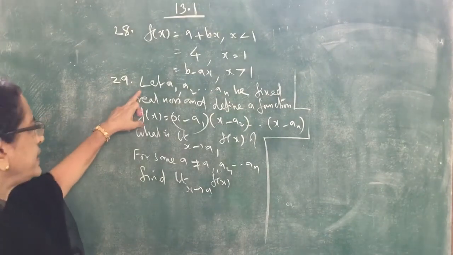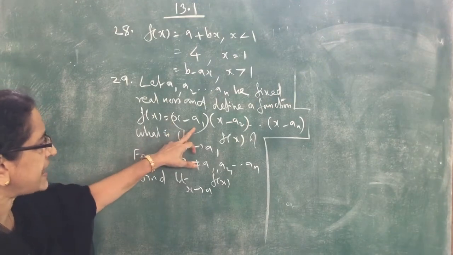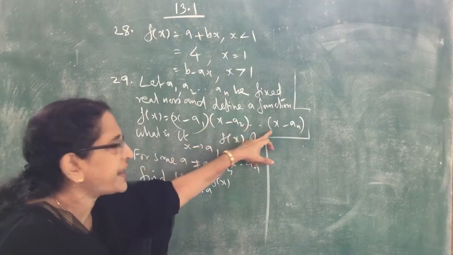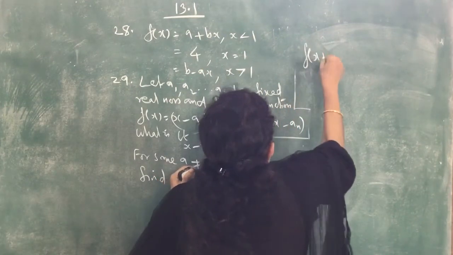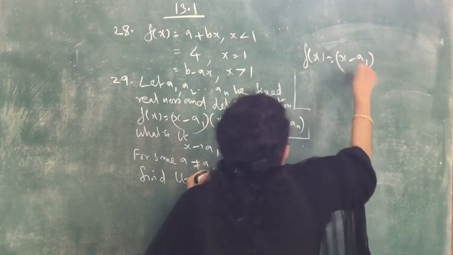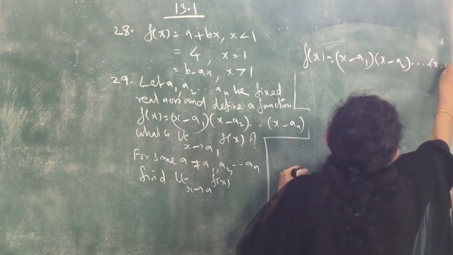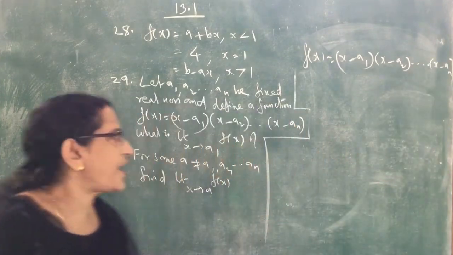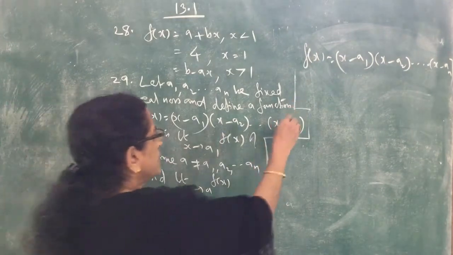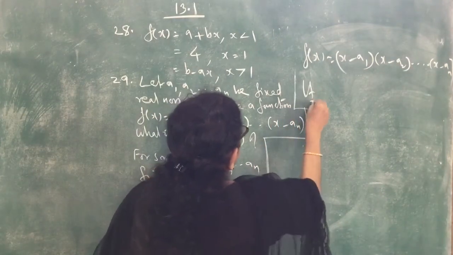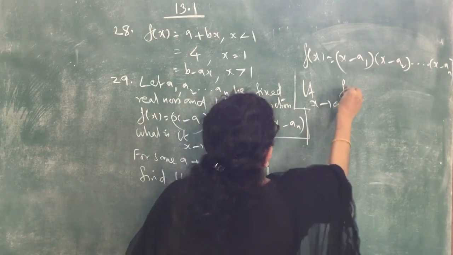So here a1, a2, this is the function given: f of x equal to x minus a1 into x minus a2 into etc. x minus an. That is the given function. First question, what is the limit x tends to a1 of f of x?